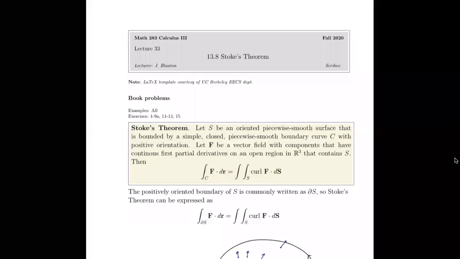Section 13.8 is Stokes' theorem. And Stokes' theorem is sort of an extension of Green's theorem to surfaces now. So remember that Green's theorem was an identity between a line integral about a closed curve C and the region that's enclosed by that closed curve C in the plane. So that's a flat surface in some sense, or a flat region in the plane.